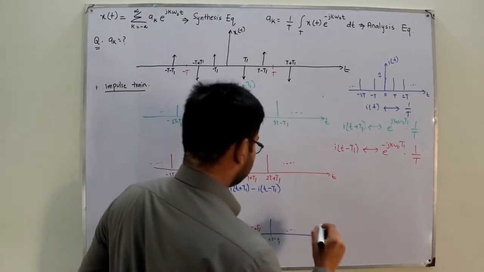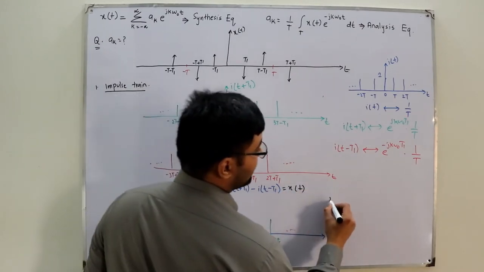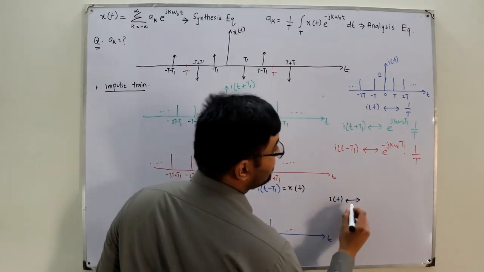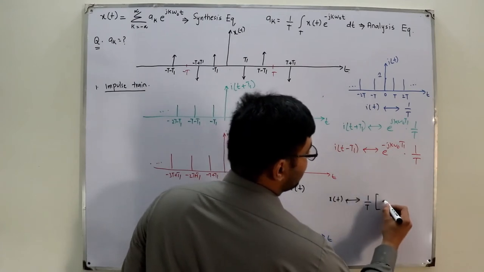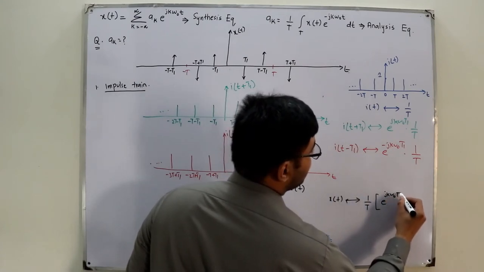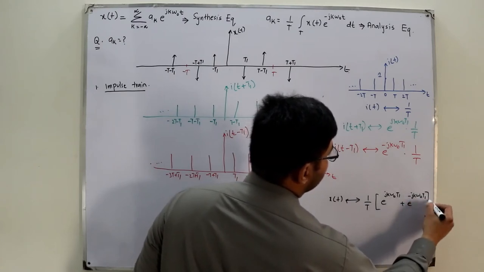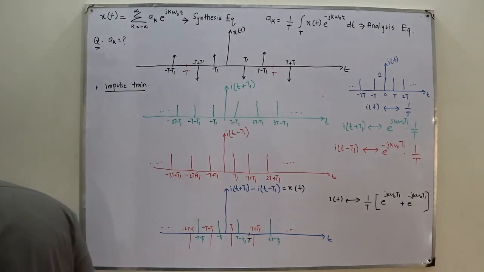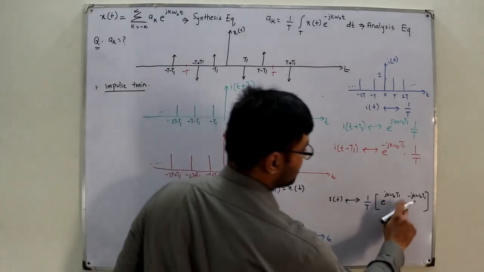So this is my original signal that I named x of t. Which means that x of t has Fourier coefficients equal to the linear combination of these. So 1 upon T I would take common, and then you have an exponential of jk omega naught t1 minus exponential of negative jk omega naught t1. And isn't it like this? It is. So now we have a negative sign, because yes, I have subtracted them. This is subtraction, so this would also be subtraction.